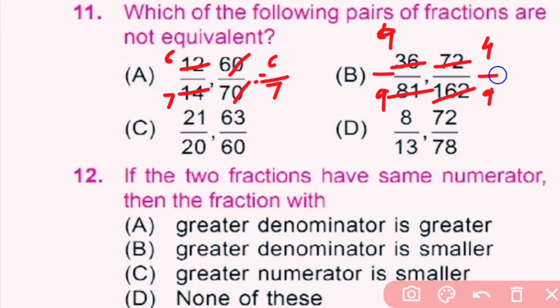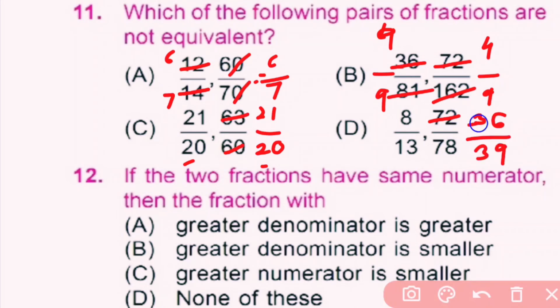Both are equivalent. Now option C, 63 and 60 are divisible by 3. 3 2s are 6 and 3 1s are 3 and 3 2s are 6 and 0. These fractions are also equivalent. Option D, 72 and 78 are divisible by 2. This is also divisible by 3. They are not equivalent. So here option D is the correct answer.